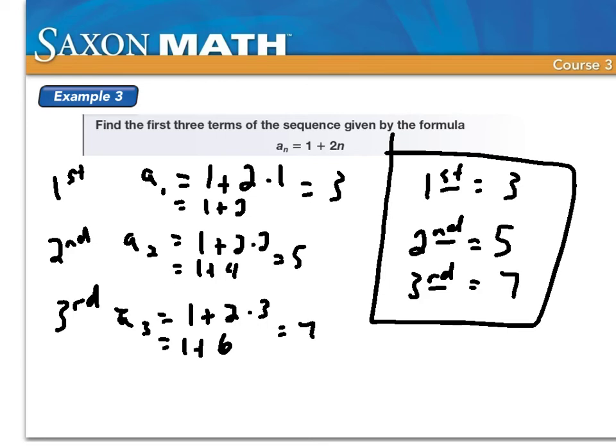Okay, so there's the first, second, and third terms. And all I did was I plugged in the number of the term for this variable here. So for the first term I plugged in a 1, for the second term I plugged in a 2, and for the third term I plugged in a 3. That was it, and then solved. Alright, and let's go to our last slide of examples.